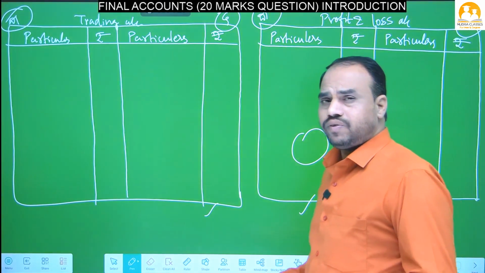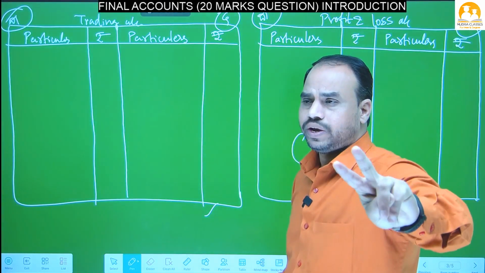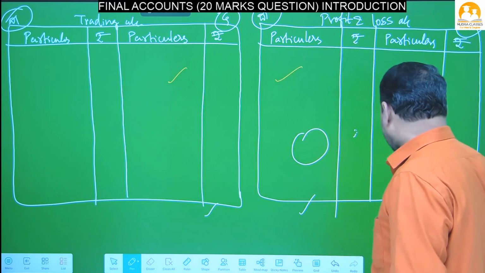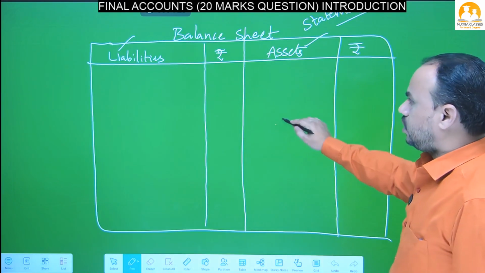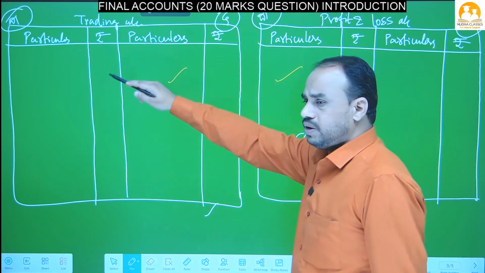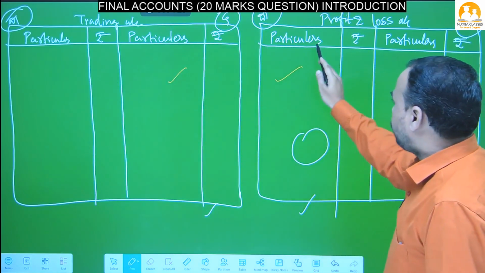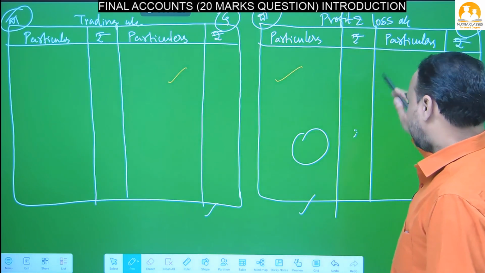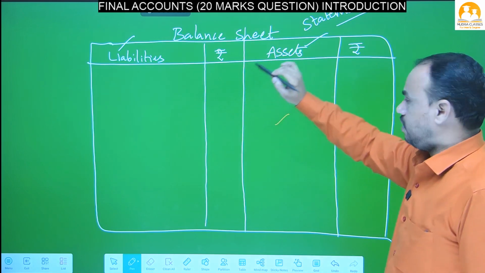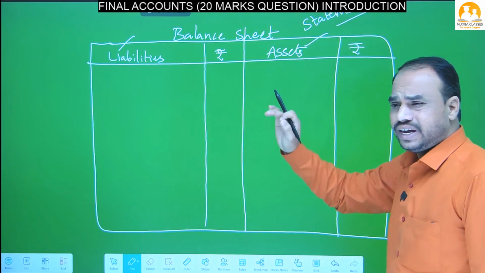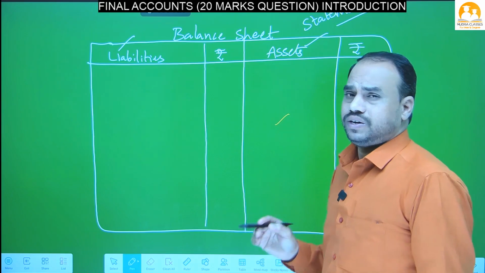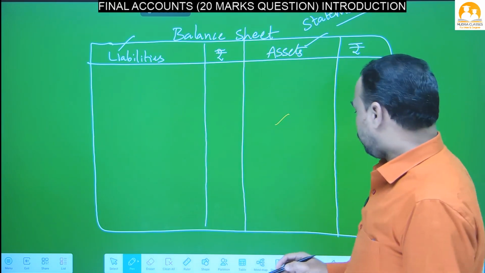In the final accounts, we prepare two accounts and one statement: the trading account, the profit and loss account, and the balance sheet. Remember, in the trading account we have a debit side and credit side. In the profit and loss account also we have a debit side and credit side. But in the balance sheet we have an asset side and liability side. We will not call it debit and credit. You have to remember that.